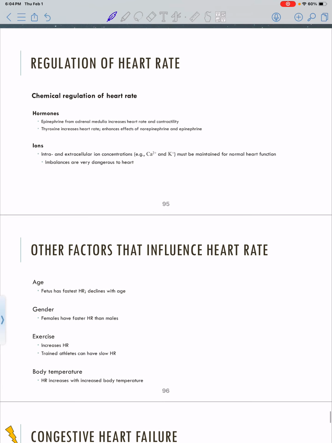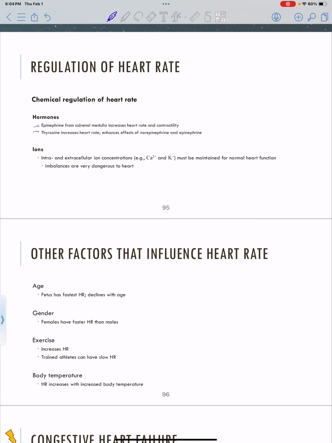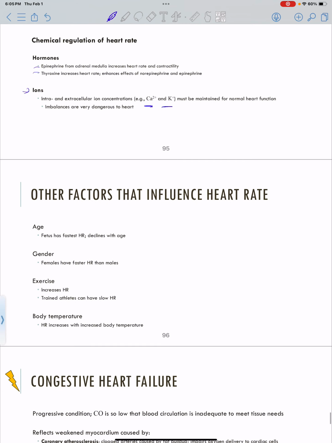So these are just some examples. The hormones, we already talked about these. They can regulate heart rate. Ion concentrations, the big ones here are calcium and potassium. Age, so the younger you are, the faster your heart rate. The older you are, typically your heart rate declines, or the more athletic you are. Gender, so females typically have a faster heart rate than males. Exercise, we already talked about. That's going to stimulate your sympathetic nervous system, which ultimately increases your heart rate. However, if you exercise a lot, you're naturally going to have a lower resting heart rate.